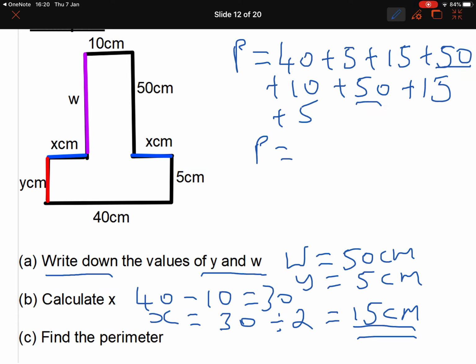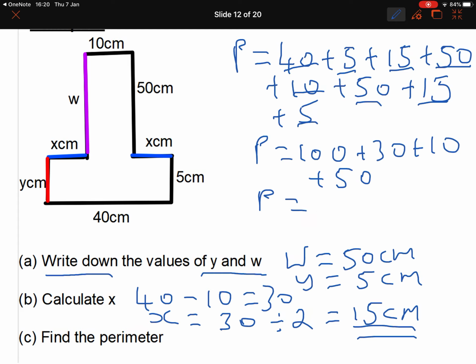Quite a lot of numbers to add up, so let's see if we can pair any off. We know that 50 plus 50 is 100. We know that 15 plus 15 is 30. We know that also, 5 plus 5 is 10. And we may as well add the 40 and the 10 together to give us 50. All right. This should be quite all right now to add up. So if we add 50 to 30, we get 80. Plus that, it'll give you 90. So that should give us 190 centimeters. Okay.